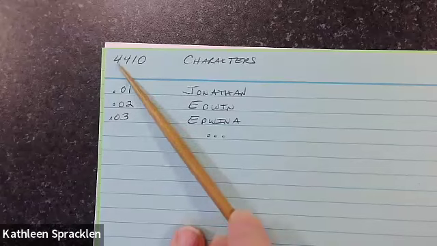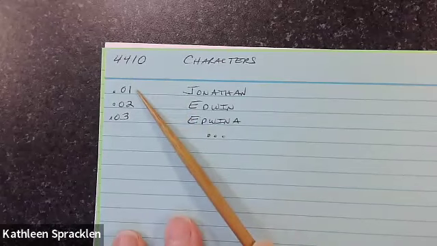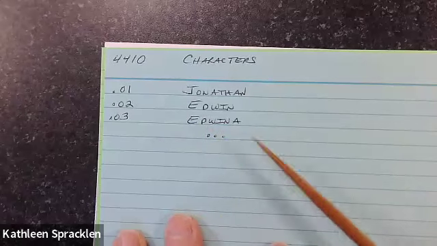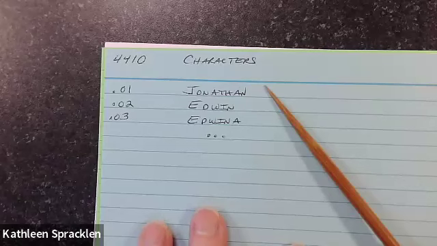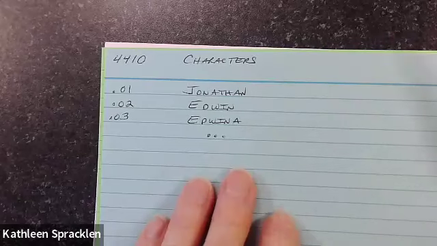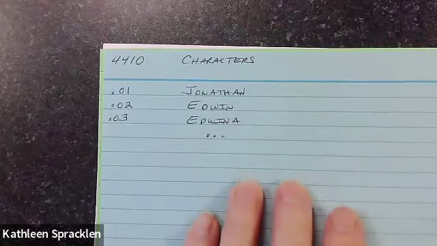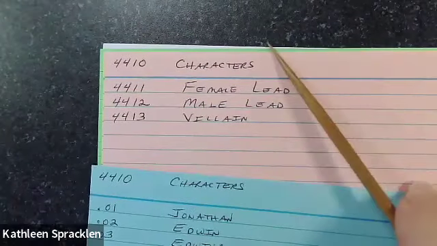And my characters under 4410, I just declared them as 1, 2, 3, and so on down through the list. And that works fine, and you may certainly adopt it. But Victoria had an interesting dynamic that mine does not have. And I want to show you how hers could fit in as well.